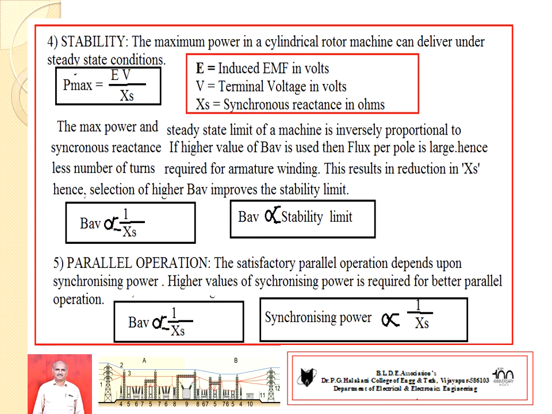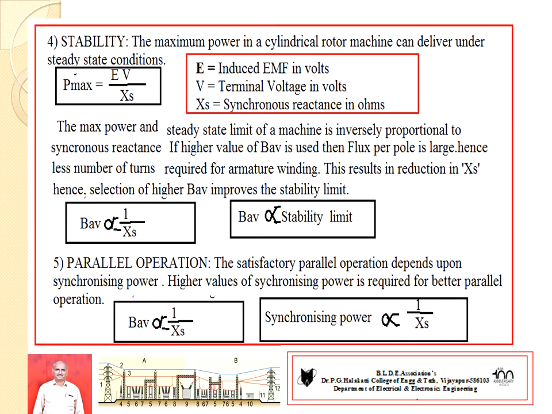Next one, stability. The maximum power transfer in a power system takes place as P max equal to V1 into V2, or E into V, divided by Xs. This is the important point. We have to keep Xs at a lower value. Xs is known as the synchronous reactance of the machine. So the main concentration is to keep Xs at a lower value. Observe the point below: Xs is inversely proportional to B average.